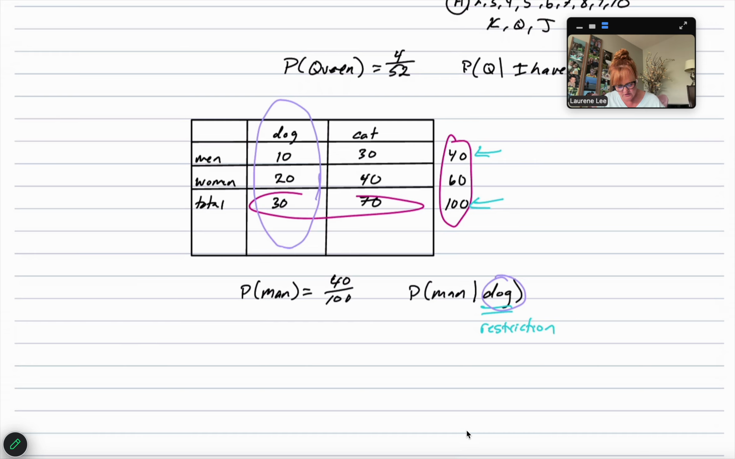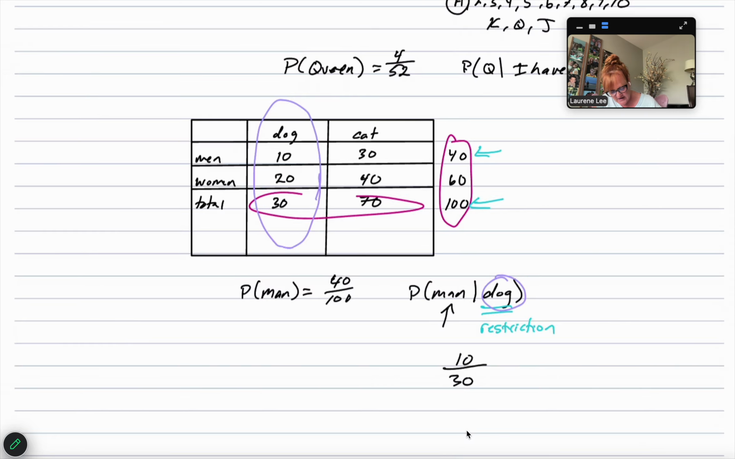Now I'm going to answer the question, what's the probability that I select a man? How many are there? Well, in this purple column, there's only 10 men. And the total amount of dog owners, which is the only people that I'm looking at, is 30. So it's restricted to the 30. It's no longer 100. The total changes again because we're only looking at dog owners.